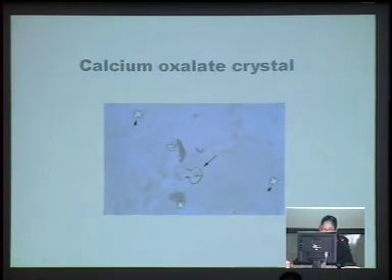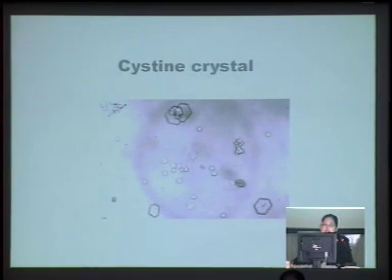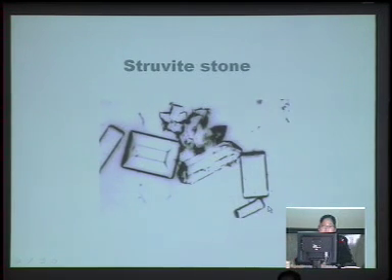Okay, like this: calcium oxalate and uric acid crystals in the urine. Cystine, hexagonal, a very typical crystal, very typical shape. Struvite, so magnesium ammonium phosphate.